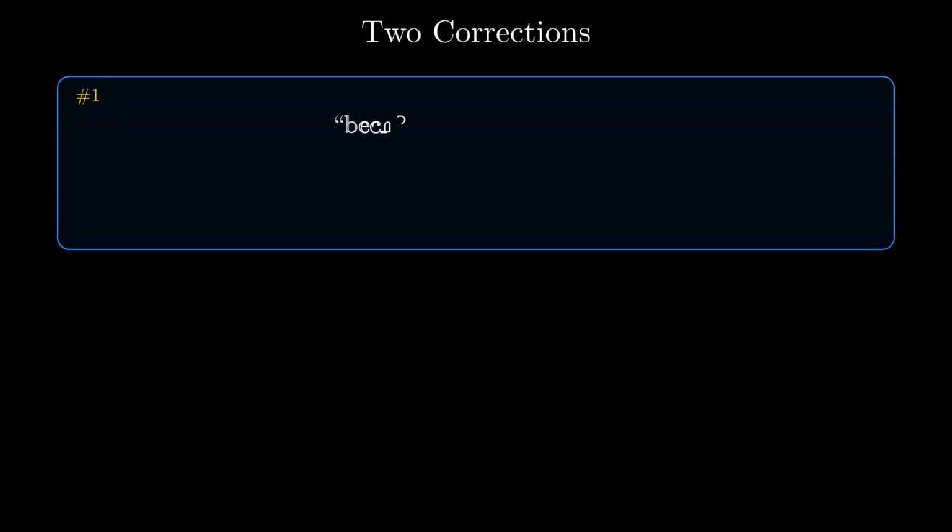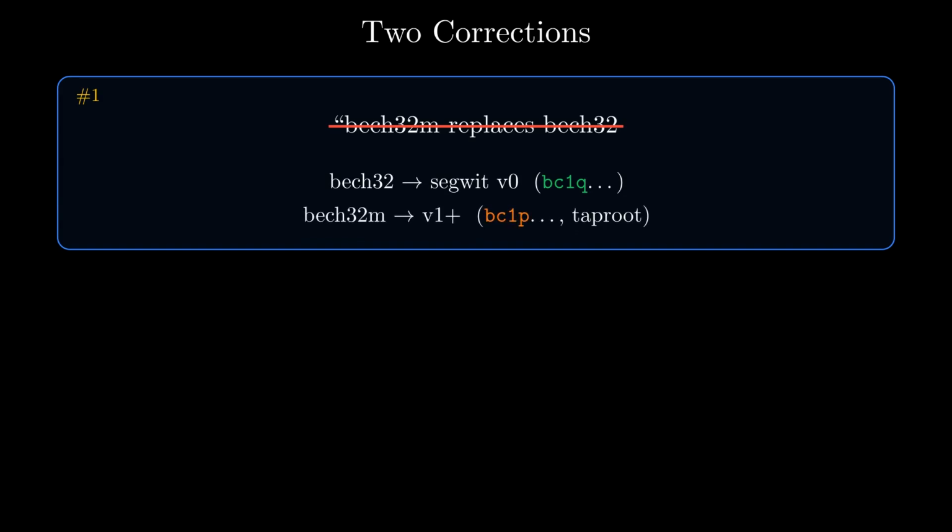Two quick corrections to common misconceptions. First, Bech32m does not replace Bech32 entirely. Bech32 still encodes Segwit version 0, which includes most addresses in circulation today. Bech32m encodes version 1 and above, starting with taproot. The witness version character in the address tells your wallet which checksum algorithm to run.